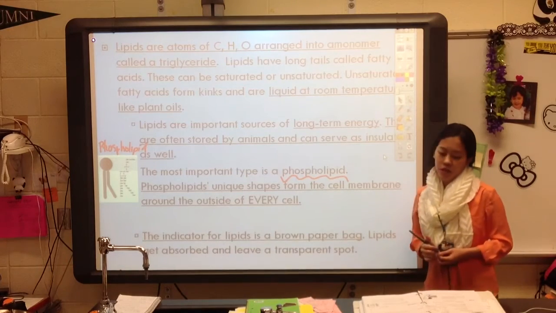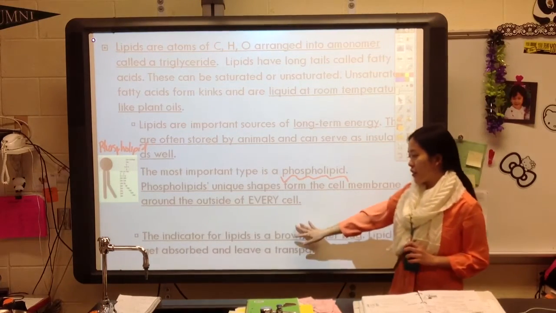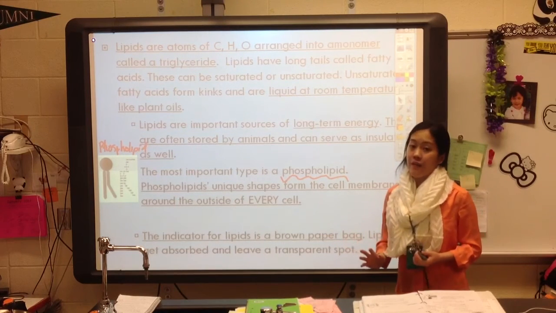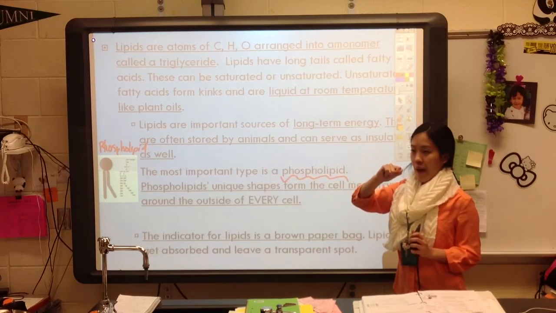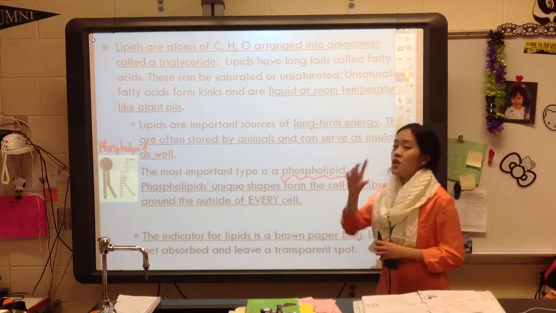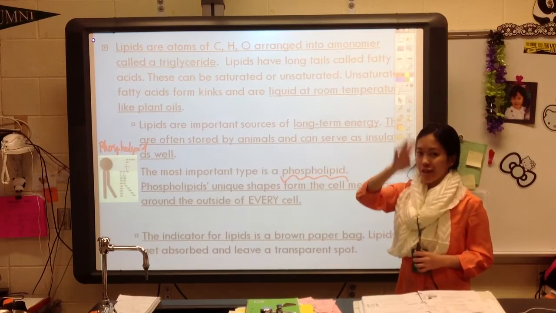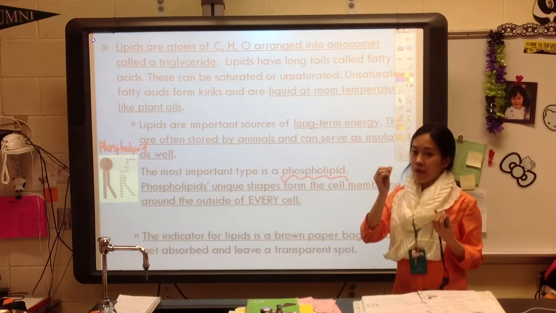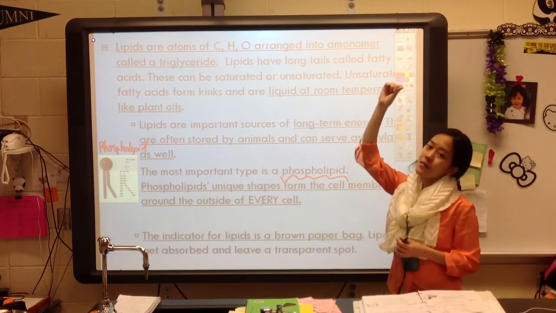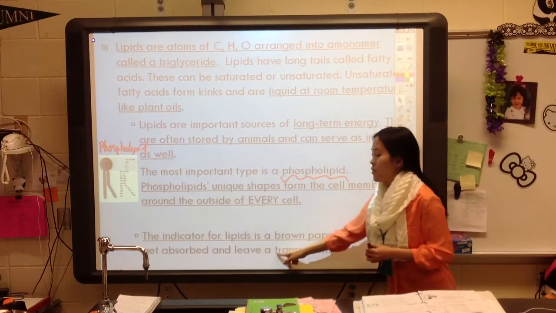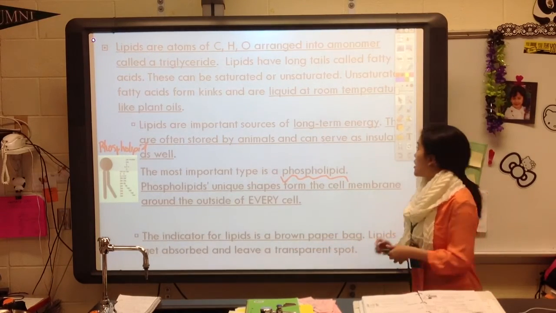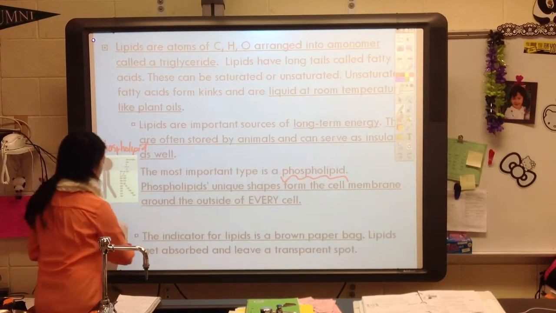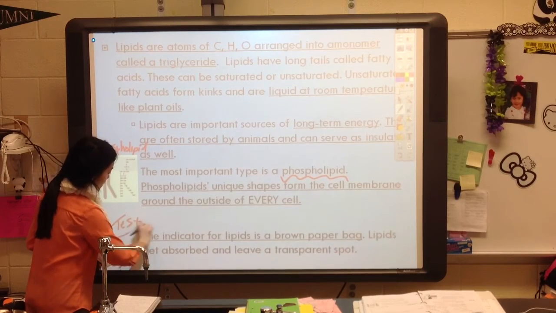But the last thing that we do need to know about lipids is that the indicator test for lipids is known as the brown paper bag. So if you think about eating at a fast food restaurant, if there is ever a brown bag, if you think of a restaurant like Five Guys, after you have your fries and your burger sitting there for a while, if you pick up the bag, you can actually see a grease spot. Now that grease spot, if you actually took a small piece of it and held it up to the light, it would actually become a little bit transparent, a little bit clear. So here is our final test, or our only test, for lipids, the brown paper bag test.